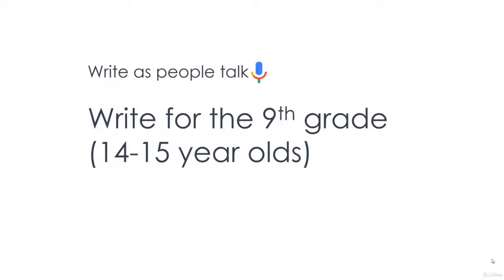So write your content as people talk. Now, when we write for the web, the general rule of thumb is that we write for what's known as the lowest common denominator, and that is generally the 14 to 15-year-old. So we should always have in mind that all of our audience can easily read and comprehend the content on our website, and that is why we write for what is known as the lowest common denominator. But optimizing for voice search, we take it a little bit further and we write as people speak.